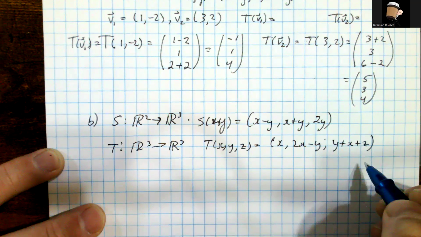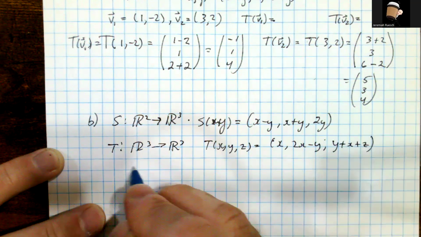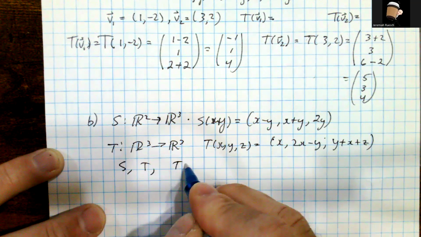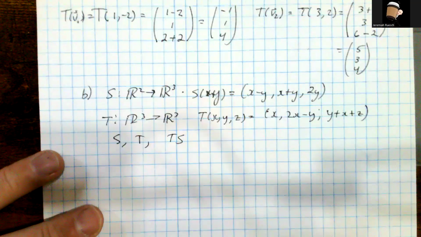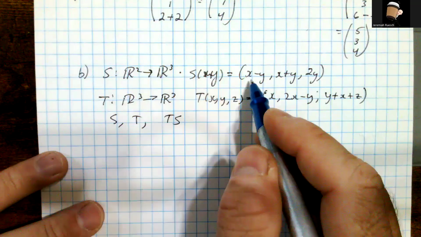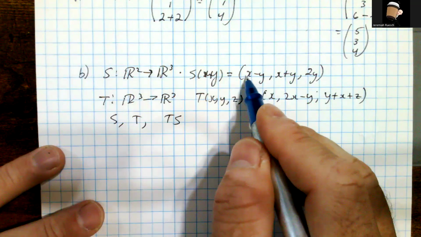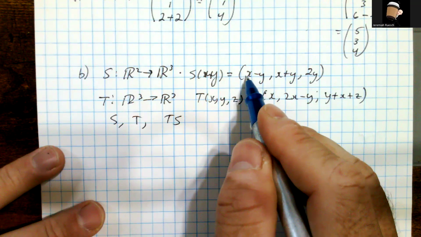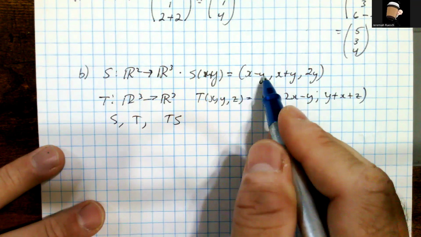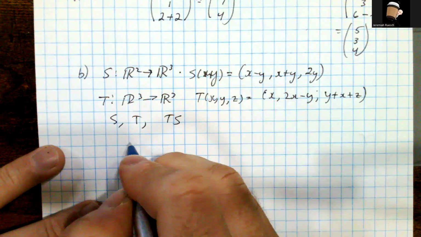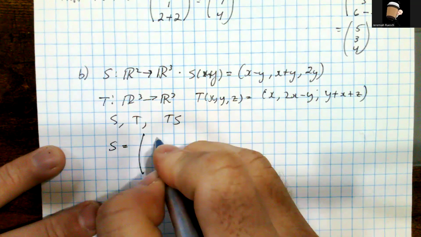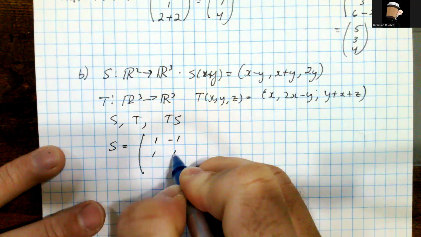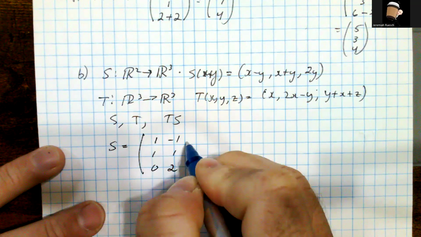Okay. And it wants to find the matrices. So we need to find S, T, and then the composite one, TS. Okay, so from our previous example, it should be pretty easy to see. We could multiply by the corresponding unit vectors i hat and j hat and see where this goes, or we can just recognize that for S, by inspection, that's going to have the values 1, -1, 1 and 1, and then 0 and 2.